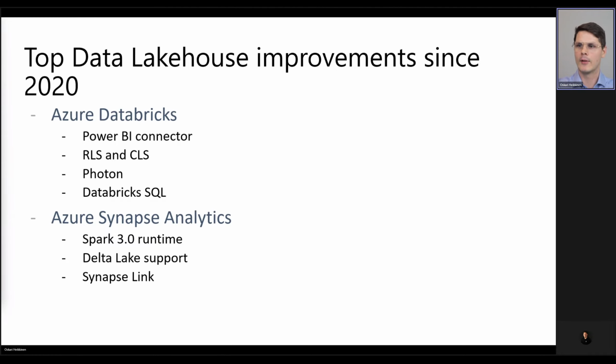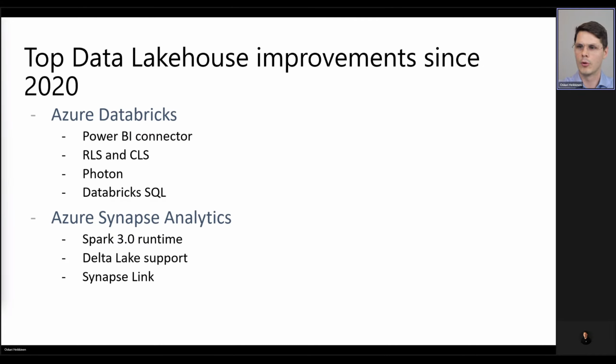And in Synapse Analytics, there have been notable improvements. As Synapse is coming from the relational database engine side of things, it has obviously focused a lot of its efforts on building better solutions for querying the data lake as such. So, a new and improved, faster Spark runtime is available. Delta Lake support has been recently introduced, as well as Synapse Link for ingesting data from Cosmos DB.